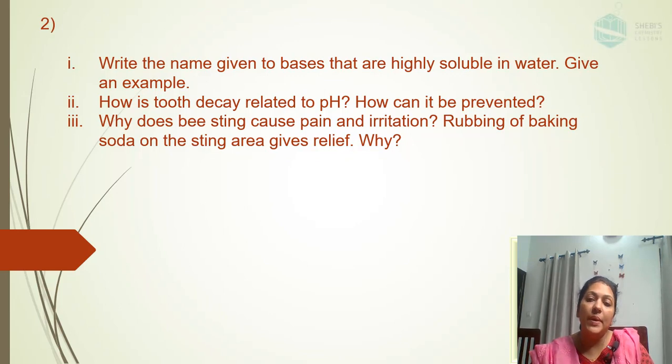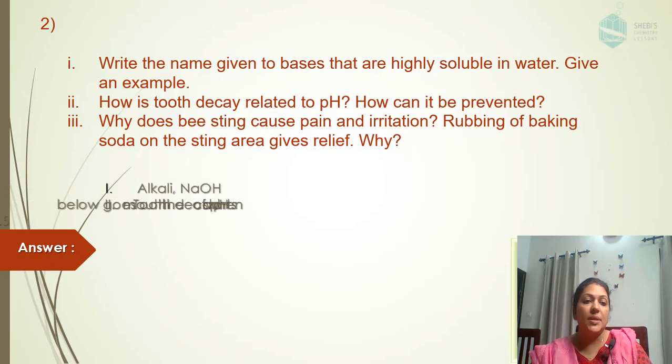So how can it be prevented? Definitely by using a base, because bases can neutralize the acids, right? So toothpaste is a base, therefore it can neutralize the acids produced in our mouth. See here answers are coming.